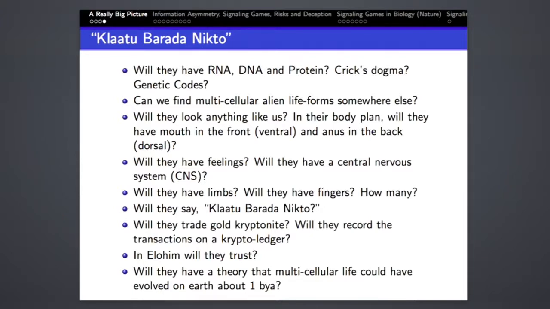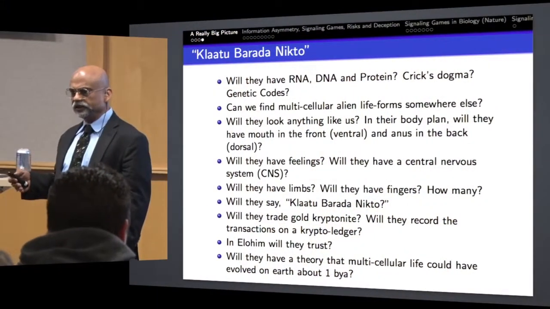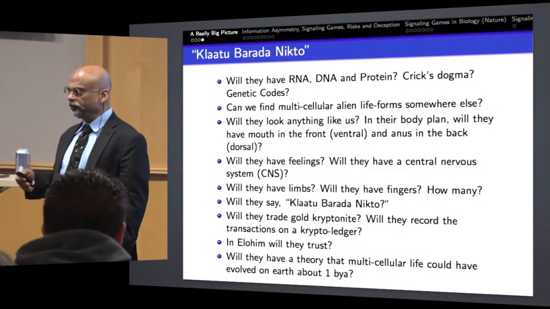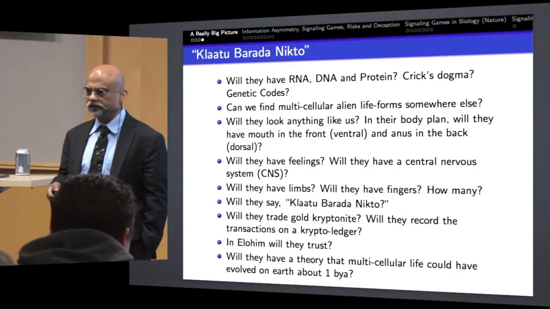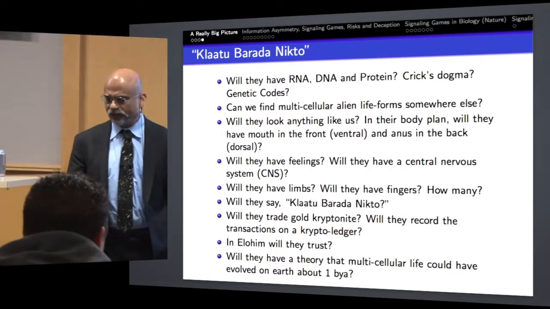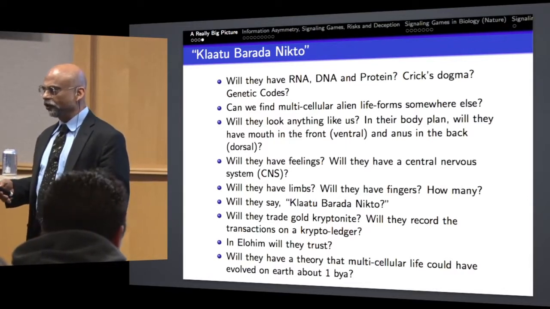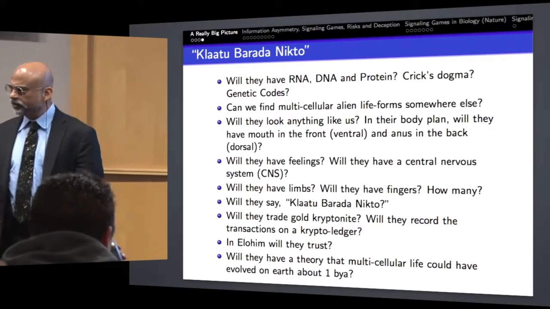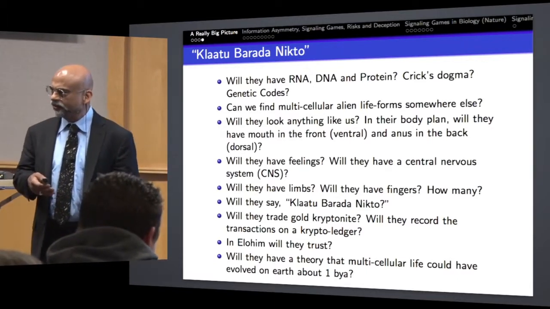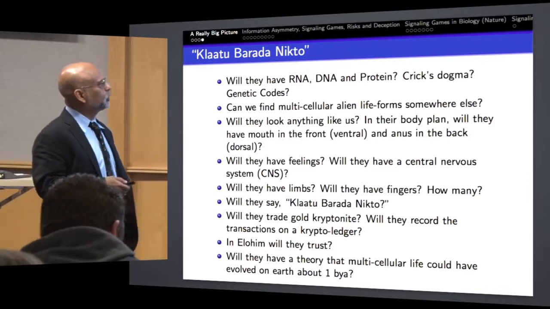Okay. Can we find multicellular alien life forms on that planet? Our multicellularity only came about 1 billion years ago, and through the Cambrian explosion, and it happened in multiple ways. It's a divergent evolution. We got metazoans, animals, plants, fungi, green algae, blue algae. We created symbiosis with mitochondria. Plants created symbiosis with chloroplasts. So it's a complicated process. Will this planet have that? Will they look anything like us?